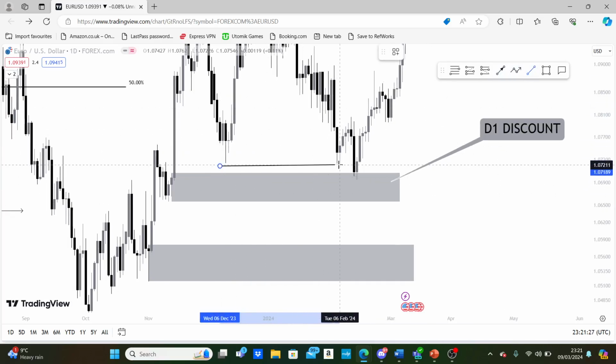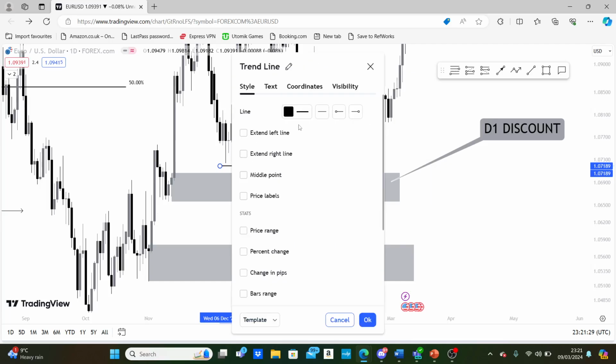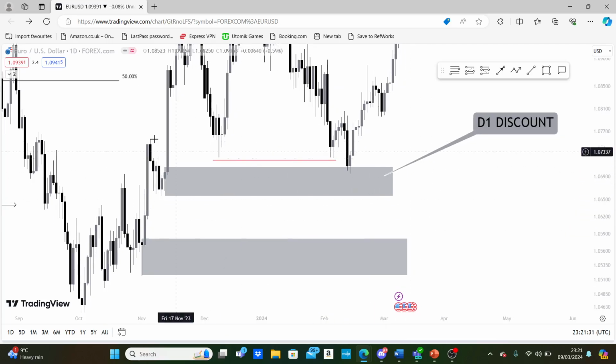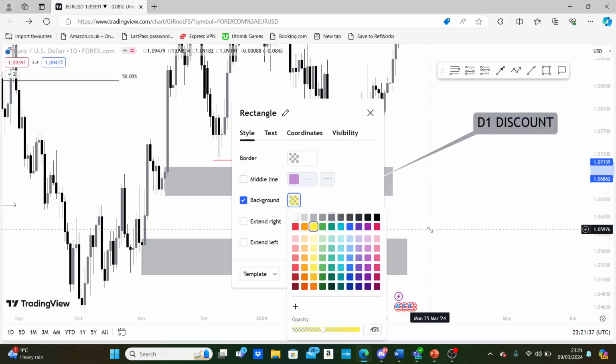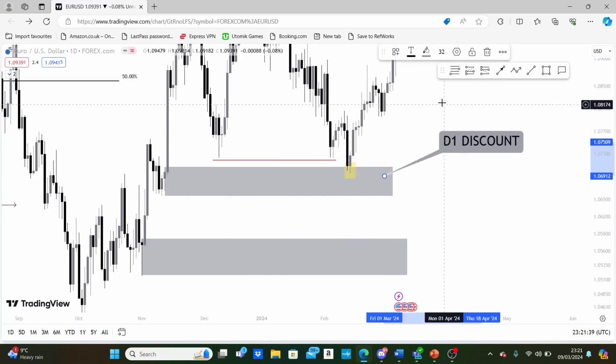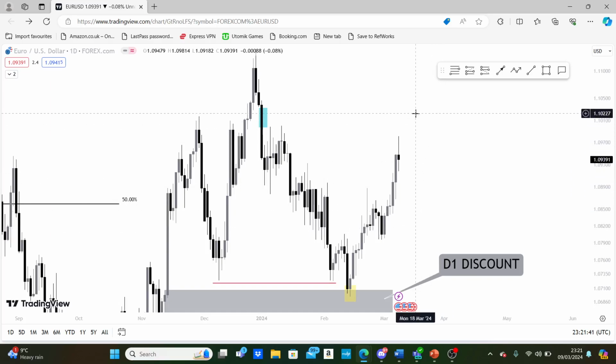We had equal lows over here. So the equal lows I always map out in red. And price swept the equal lows. Notice how price only wicked into this POI. The wicks came into the POI. We tapped into the POI in the discount. And since then, we've been on a bullish trajectory.